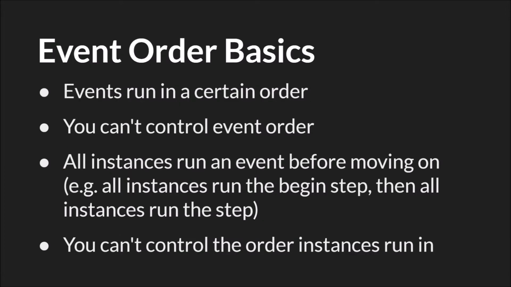So let's talk about the basics of event orders. First, as we said before, events run in a certain order, and very importantly, you cannot control the order that those events run in. GameMaker Studio 2 automates a lot of this for us behind the scenes, and that's great, but with that automation, you lose a little bit of control. So that's the first thing to understand. Events run in a certain order, and you cannot control that order.